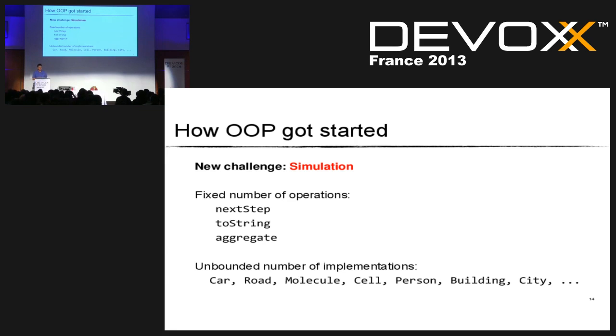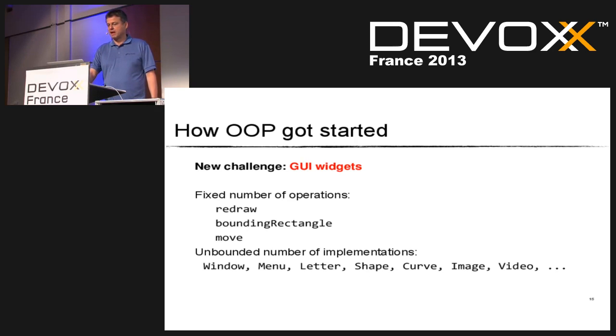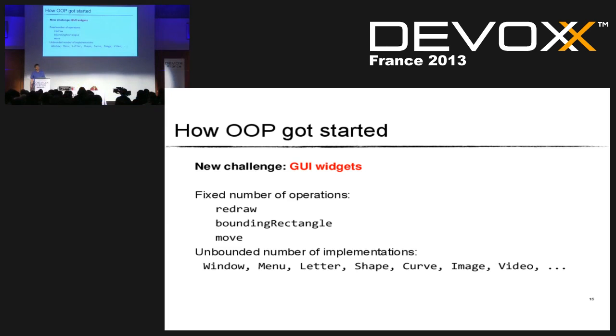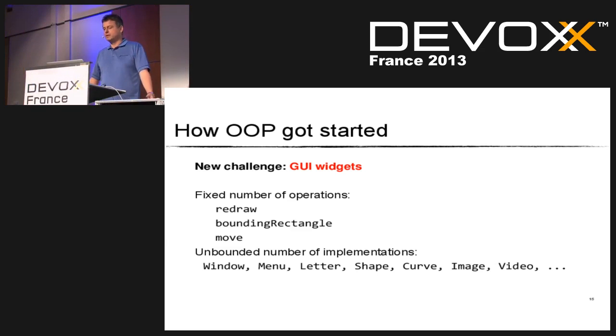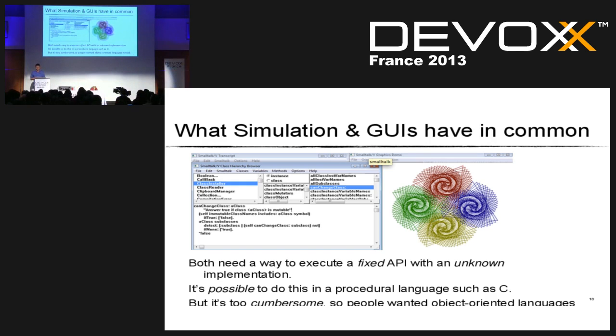But you had an unbounded number of implementations of the things you wanted to simulate. That could be a car, or a road, or a molecule, or a cell, or a person, or a building, or a city. It didn't matter. They all had the same operations, but you didn't know how they would actually execute these operations. And for GUI widgets, it's exactly the same situation. Again, you have a fixed number of operations, things like redraw, get bounding rectangle, move, but you have an unbounded number of implementations. A GUI widget could be a window, a menu, a letter in some font, a shape, a curve, an image, a video. Again, it's unbounded. In both of these cases, you need to execute a fixed API, a fixed number of operations, with an unknown implementation.